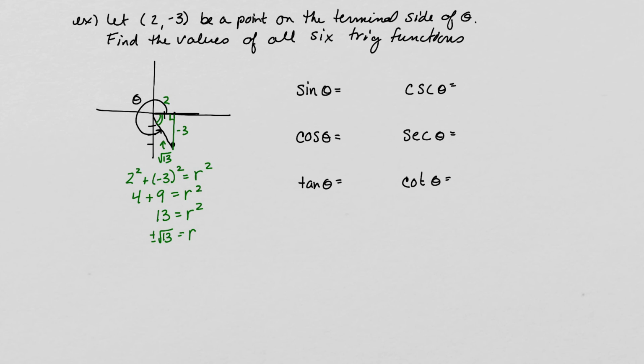So the sine is the opposite, square root of 3 over the hypotenuse. Or, sorry, not square root of 3. Opposite, negative 3 over the hypotenuse, square root of 13. So negative 3 over square root of 13. The cosine is the adjacent over the hypotenuse, so 2 over the square root of 13. The tangent is the opposite, negative 3, over the adjacent, 2. And then we're just going to flip these over. So minus square root of 13 over 3, square root of 13 over 2, and minus 2/3.